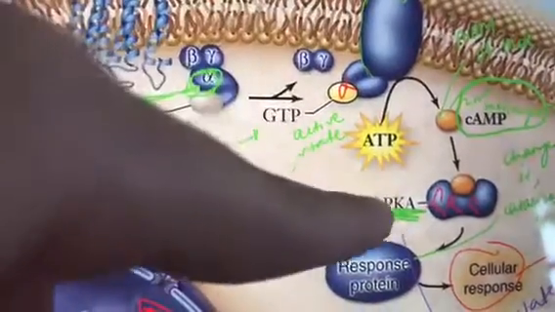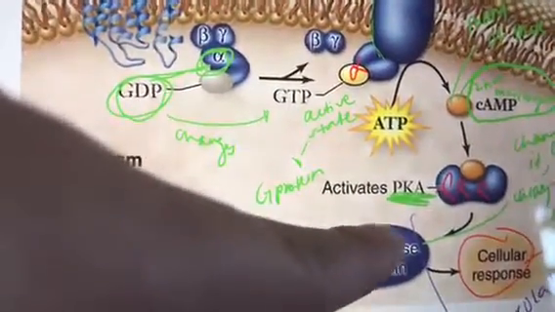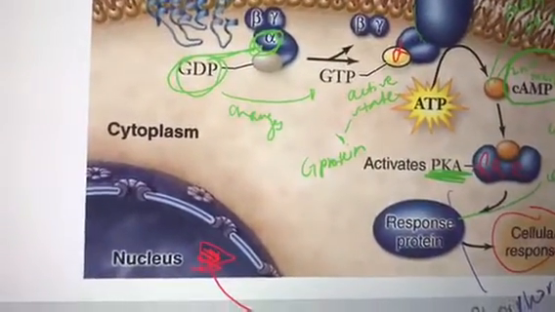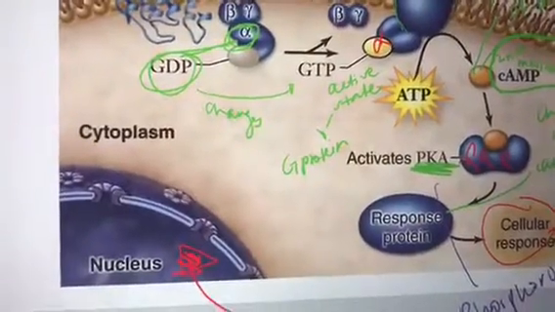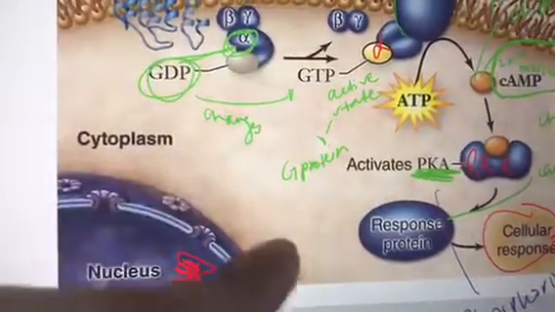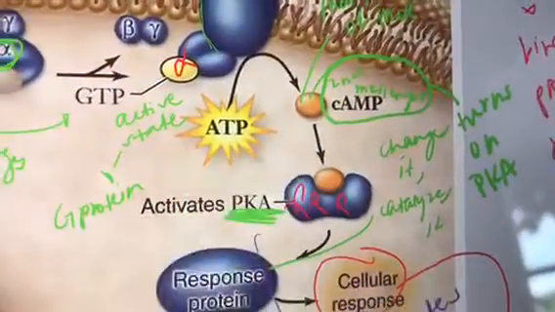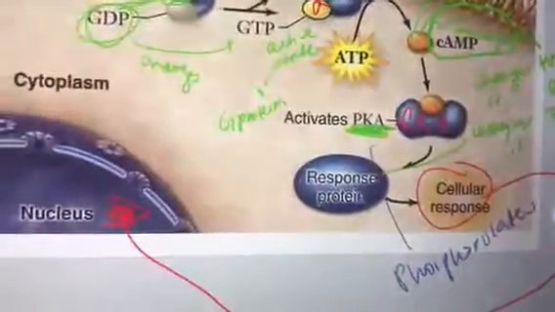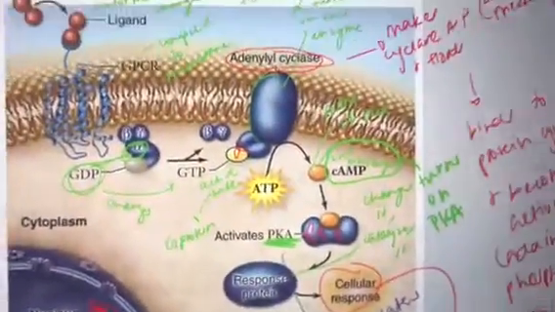cAMP changes and activates PKA, which catalyzes it, and it reaches a response protein, which then later makes a cellular response. cAMP will also turn on PKA, which is a kinase, which adds phosphates to proteins by phosphorylation.